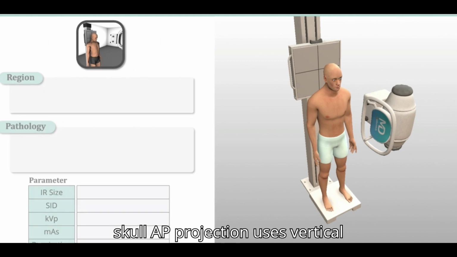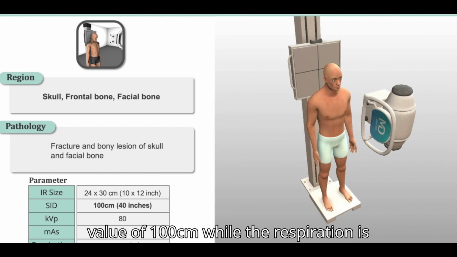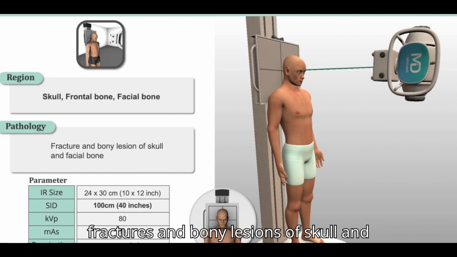The skull AP projection uses vertical collimation to the glabella with the SID value of 100 centimeters while the respiration is suspended, and allows the examination of fractures and bony lesions of the skull and facial bone.